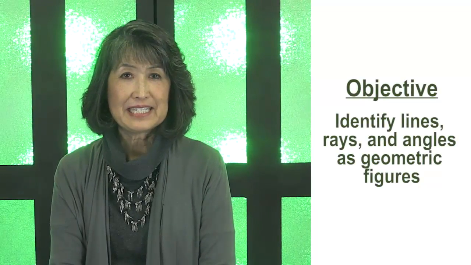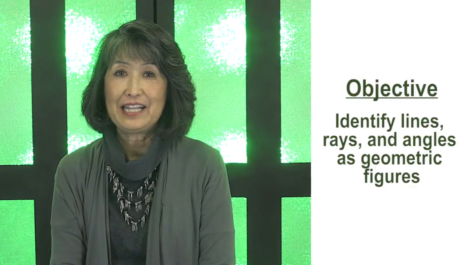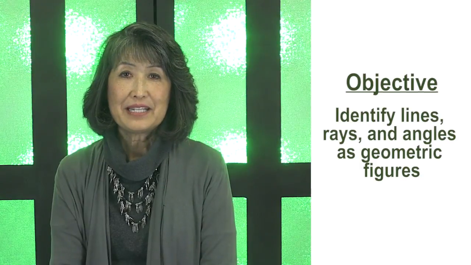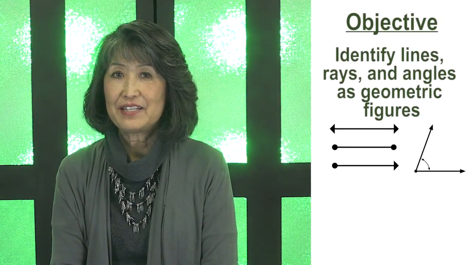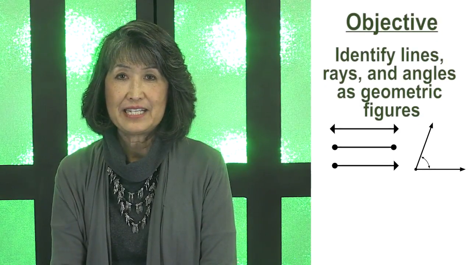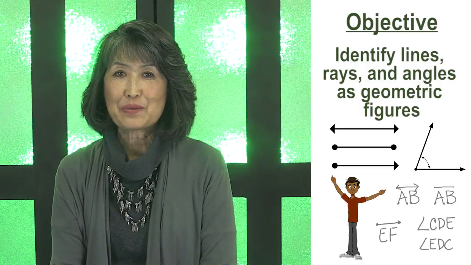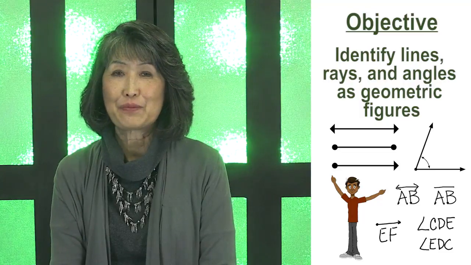The objective for this lesson was to have students identify lines, rays, and angles as geometric figures. We met this objective by discussing each of these geometric figures, defining them, and modeling them with our bodies. We also showed the correct way mathematicians refer to these in written form.